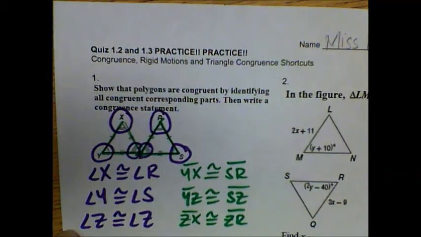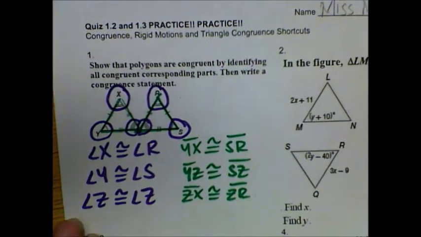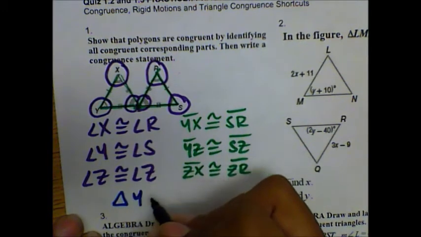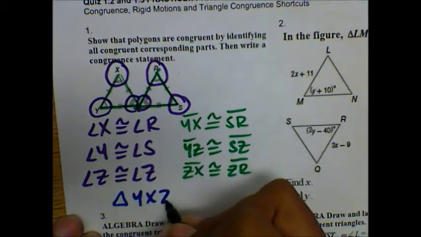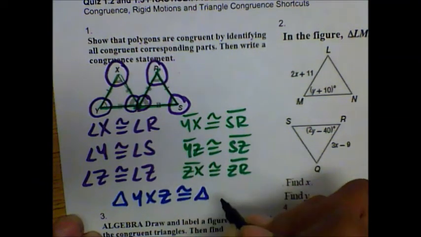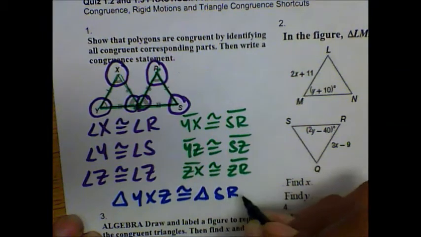Okay. Now by listing these 6 congruency statements, I can definitely say that triangle YXZ is congruent to triangle SRZ.